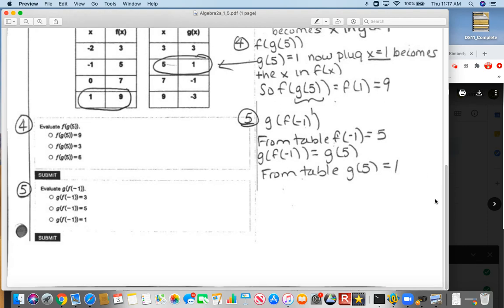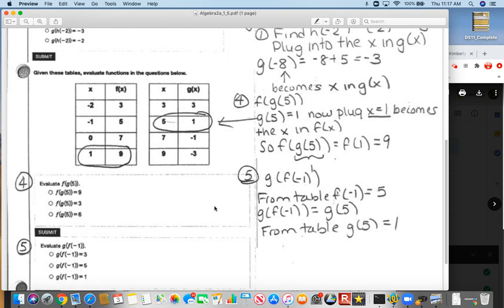Now I do the same kind of thing in the last question, but now notice it's g of f of -1. So I'm going to go to the f table and look to see what the value of the function is when x is -1, and that's right here. F of -1 is 5. So now I'm going to replace this with 5, so I'm evaluating g of 5. Well, when I go to the g function and I plug a 5 in, I get 1. So that's why g of 5 is 1.